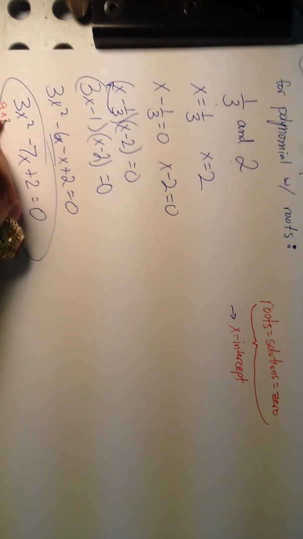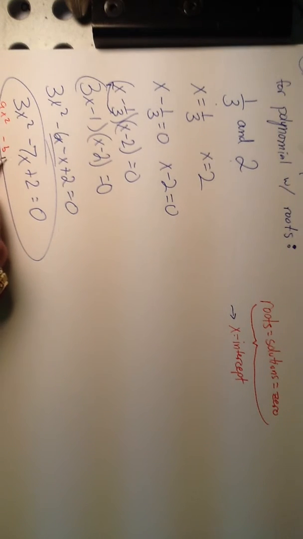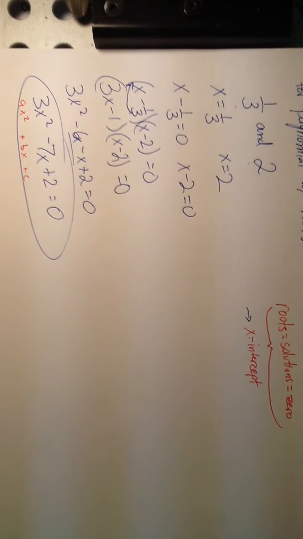That's a. That's an x squared. There's a b. That's an x. And there's a c. And you can think of this minus as a plus negative 7 if you want. But it checks out. That's the form.